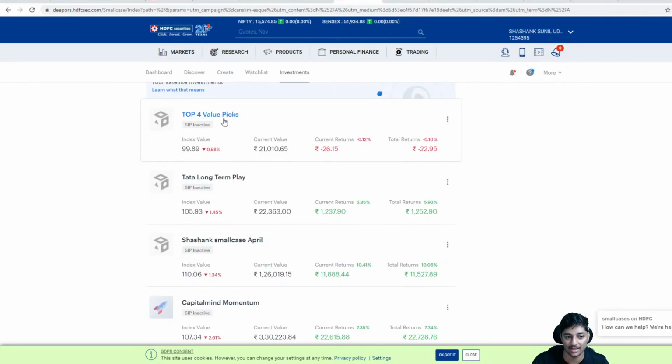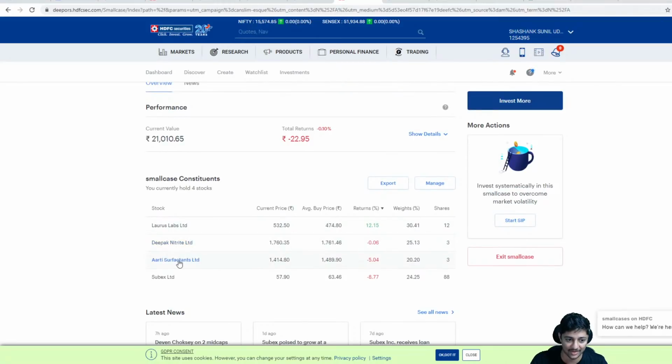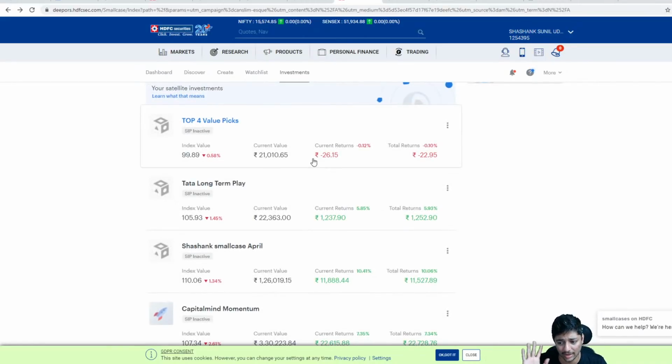I'm starting to invest right now, very soon. If you don't know, I'm going to show you this. It is Laurus, Deepak, Aarti, and Subex. I'm investing equal weightages in all. Already Laurus has given me 12% return on this. But again, this is my long-term play. I'm not even going to touch it for a few years.